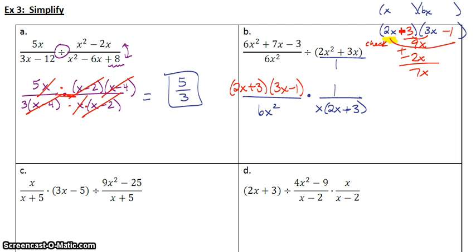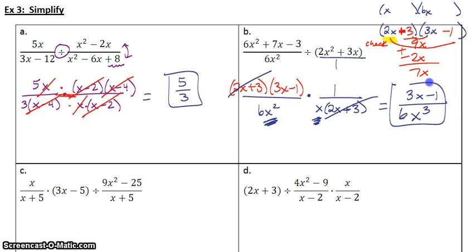Nice. Let's cancel. 2x plus 3, 2x plus 3, and that's it this time. On top then I got 3x minus 1. On bottom I can multiply these guys together, so I get 6x cubed. And it might look like these are going to cancel, but remember, they can't, because it has a minus sign. Can't cancel if it's a plus or minus sign.